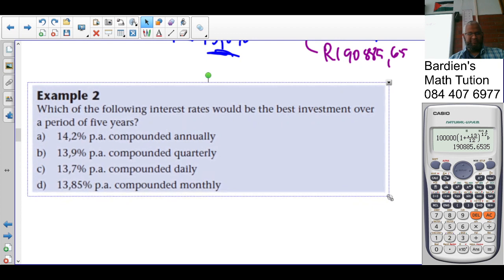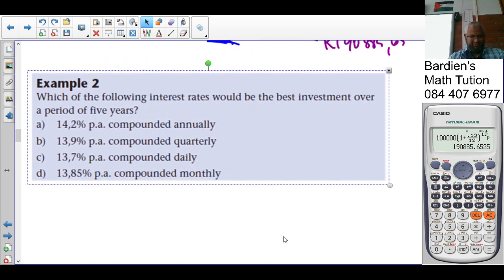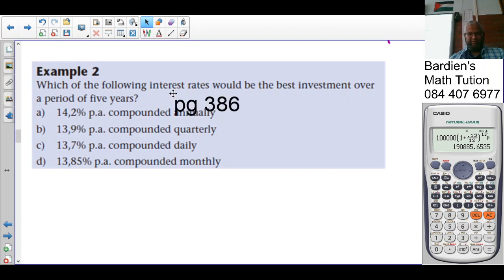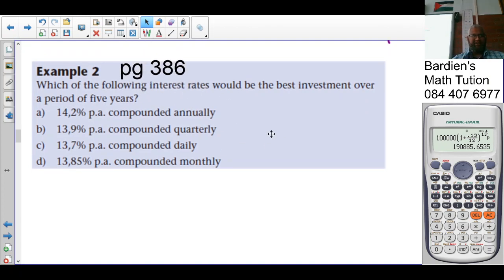Which page is this on? Sorry? 386. Example 2 on page 386.